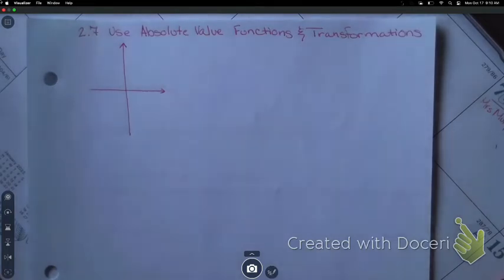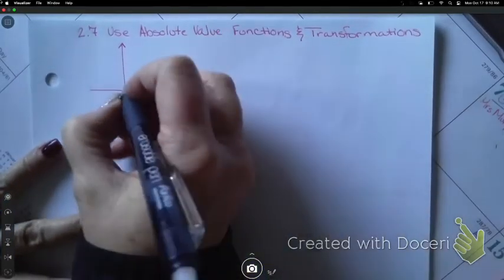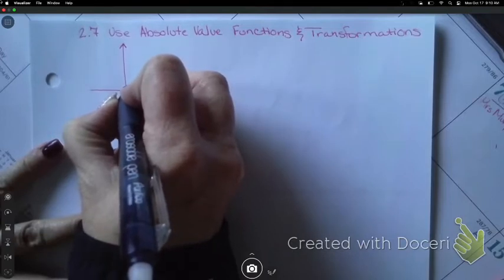Take that out, please. Oh. Okay. So an absolute value function goes through 0, 0. Not funny.